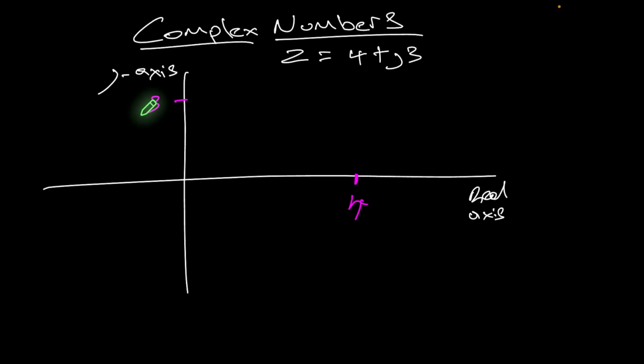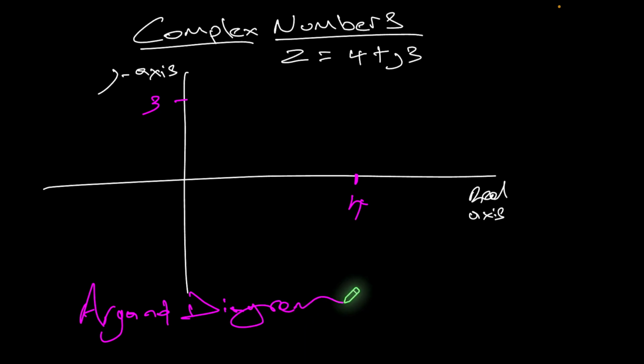So as a vector, or on our Argand diagram, I'll write that out for you. So it's Argand diagram. We represent a complex number as a vector here, and this will look something like that. So this would represent our z equals 4 plus j3.